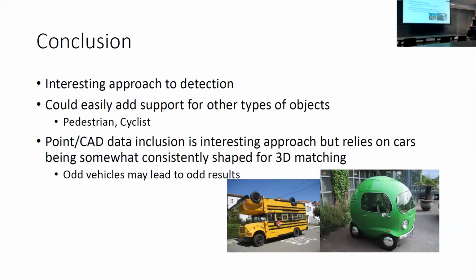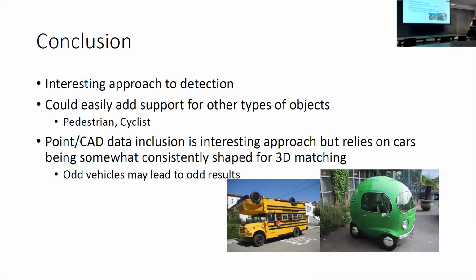Conclusion, interesting approach. They could most likely add support for other types of objects, pedestrians, cyclists, if they modify the meshes and add CAD data, because realistically, it's just matching points. So you should be able to have those modified. I don't know if it'll change the network being deeper, but they may be able to add in CAD as long as the number of points is consistent for general pedestrians and cyclists.